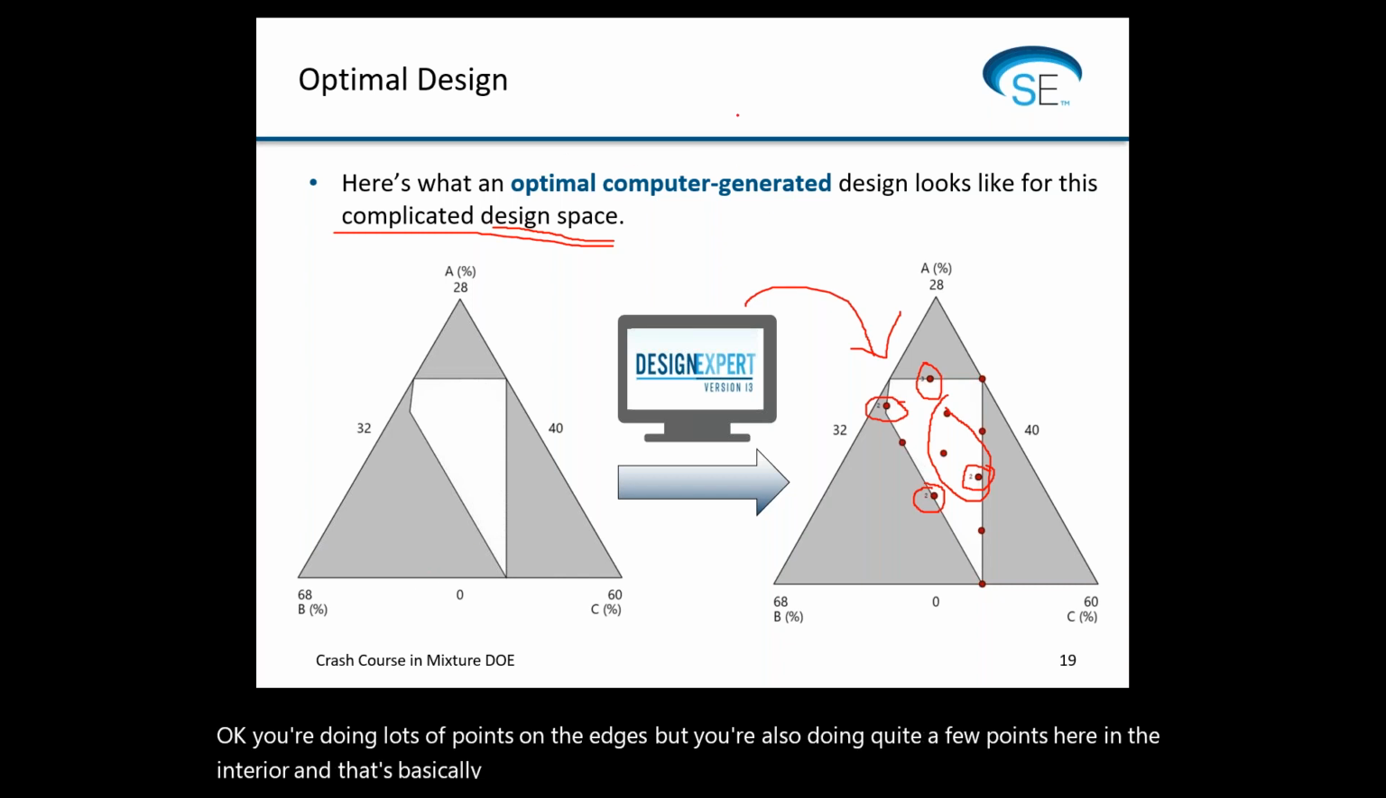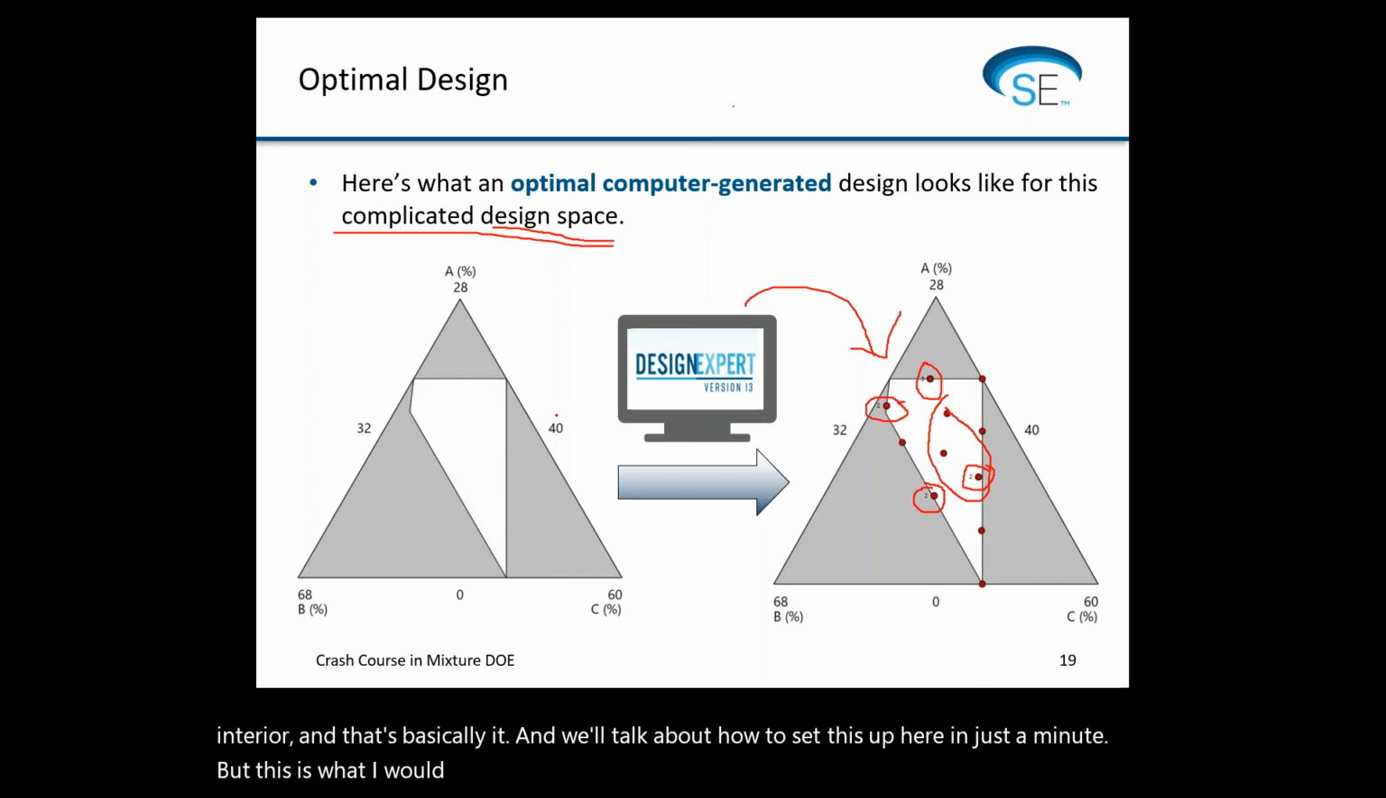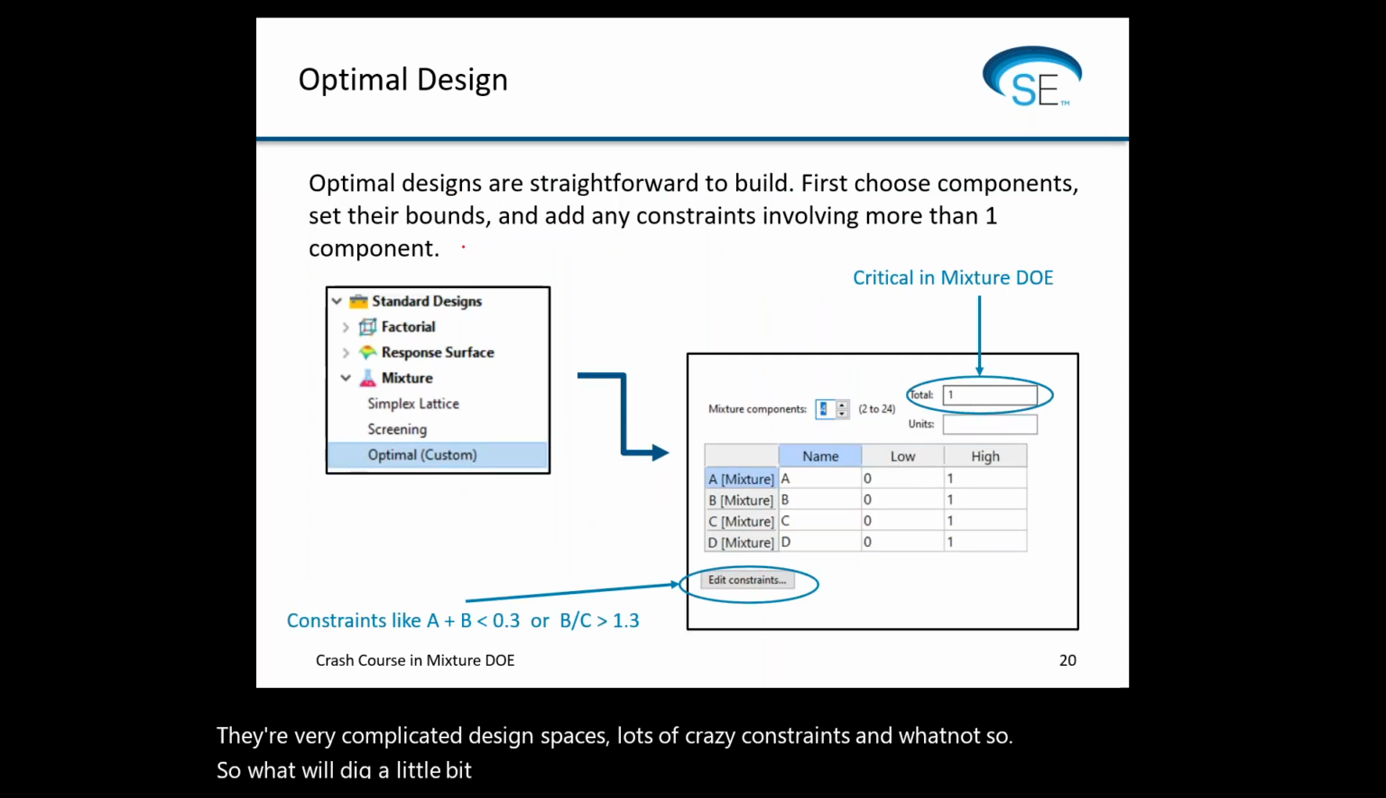And we'll talk about how to set this up here in just a minute. But this is what I would say 99% of the experiments that I set up look like. They're optimal designs. They're very complicated design spaces, lots of crazy constraints and whatnot. So, we'll dig a little bit deeper into this. Optimal designs, they're very straightforward to build.